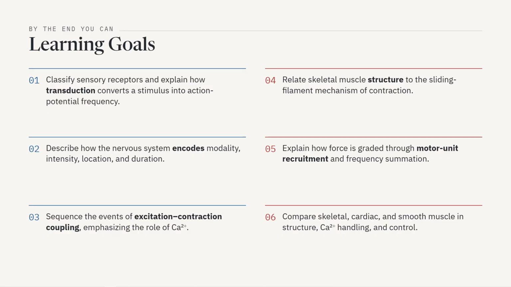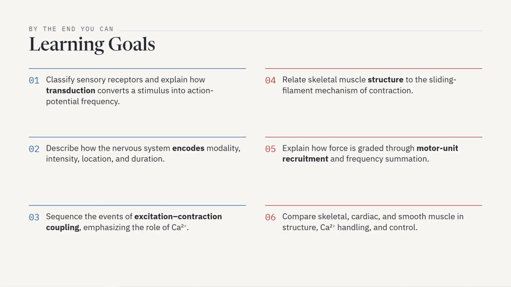Before we dive in, here are the 6 things you should be able to do by the end of this lecture. The first 3 are about sensation. Classify sensory receptors and explain transduction. Describe how the nervous system encodes the 4 features of a stimulus. And, jumping across to muscle, relate skeletal muscle structure to the sliding filament mechanism.